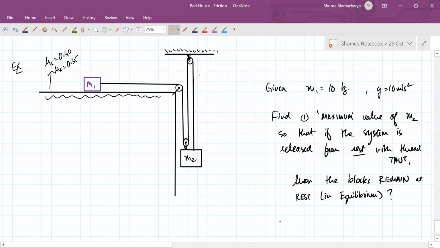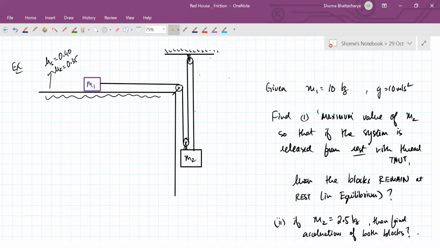Okay. And second part, if m2 were instead equal to, let's say, 2.5 kg, then find the accelerations of both blocks. Once again, very standard type of question. You will have to make use of certain things we've learned before, like the constraint relation for system of pulleys. But I'm sure all of you are experts in that by now. Okay. So work it out step by step.